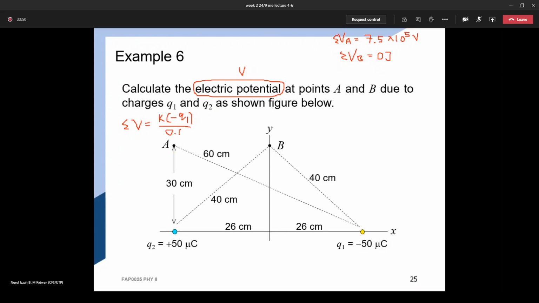So proceed with that. You should be getting this number. I put the answer already there. So plus, since Q2 is positive, just make it Q2, and the distance between Q2 and A is 0.3. So that's it. And then I put there VB equals 0 joule. So why do you have it as 0? Try to find your answer and see why I put the answer for VB as 0.